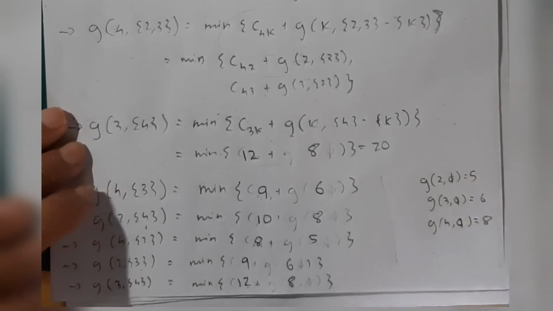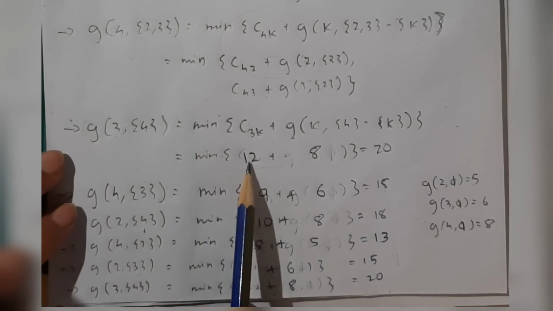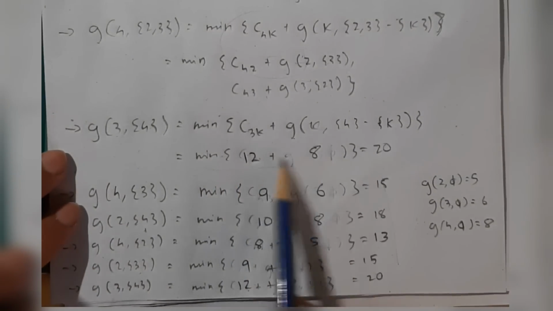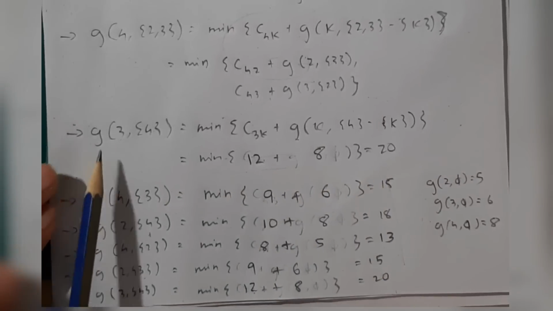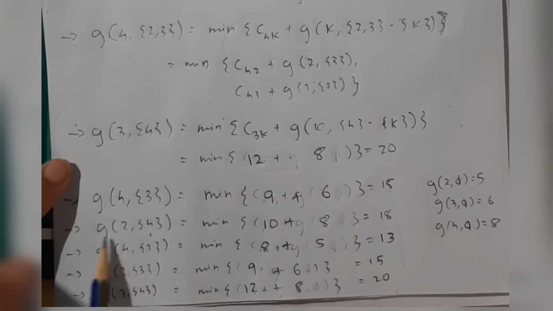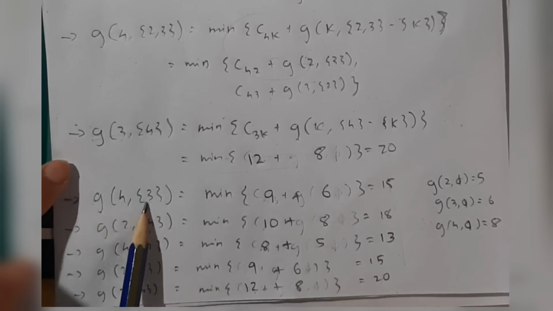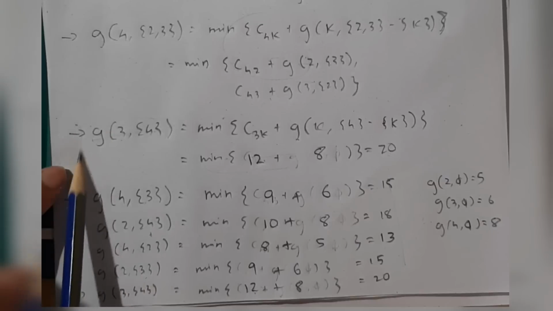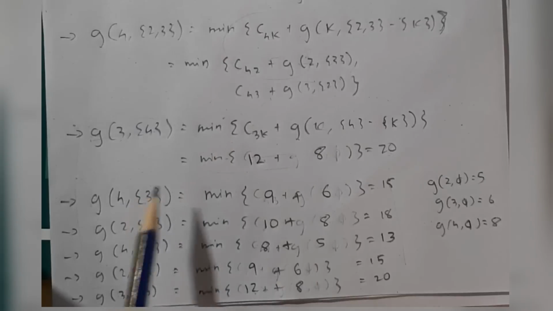Since there is only one value, the minimum will be the same answer which I get here. So these values which I got here are nothing but the values for these formulas: g of 3 comma set 4 is 20, g of 4 comma set 3 is 15. Like that, all these values which you got here will be substituted in the upper equation. We'll be using these values in the upper equation.